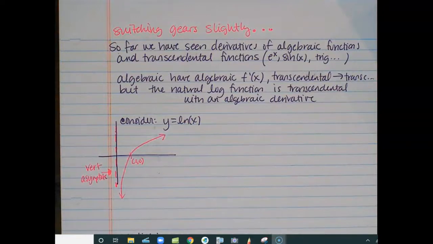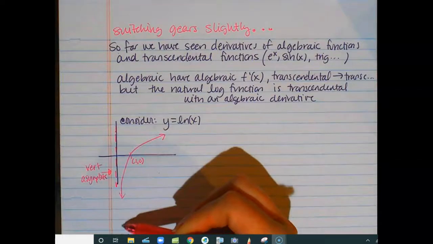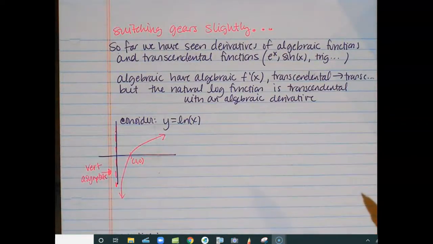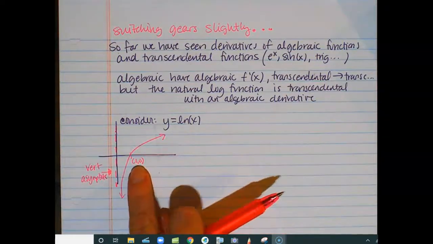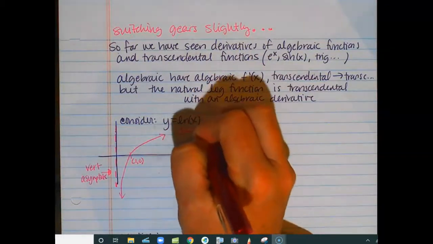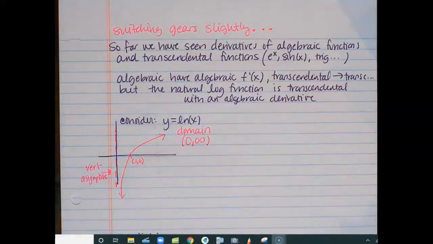Let's consider y equals the natural log of x. If you recall, the natural log of x has a vertical asymptote at x equals 0. It follows the asymptote down like this forever, and then it kind of goes up like this. It looks a little bit like the square root function up at the top. This is the point (1, 0) for the plain natural log function. And the domain here is 0 to infinity, not including 0, because that's an asymptote right here.